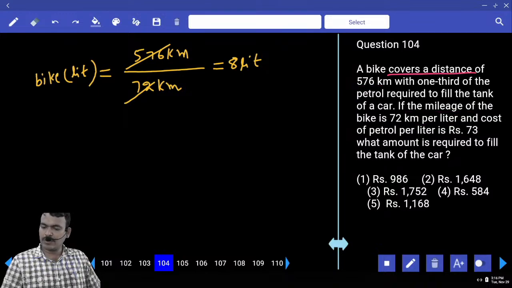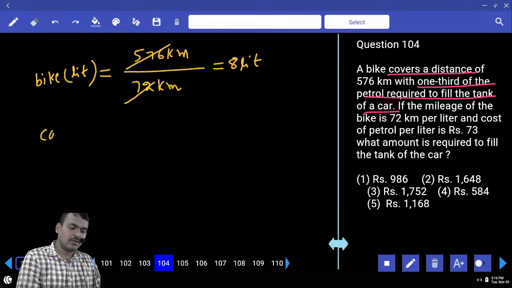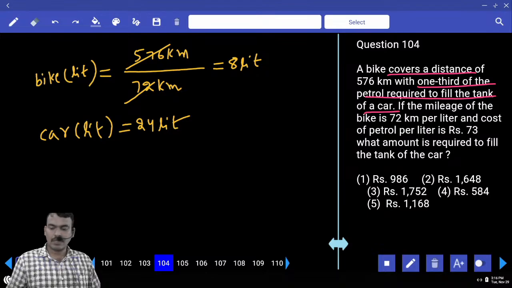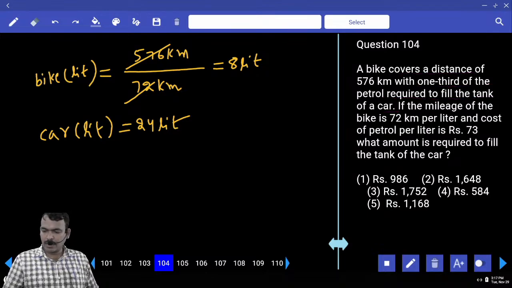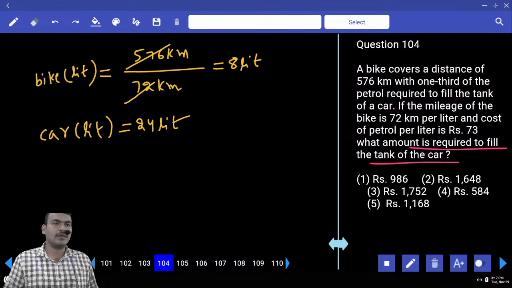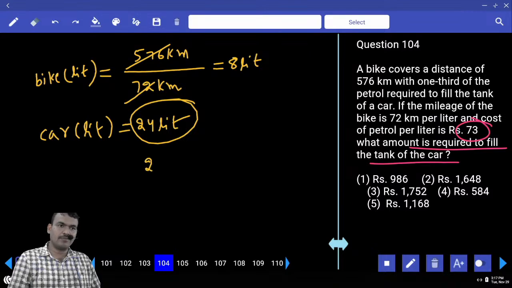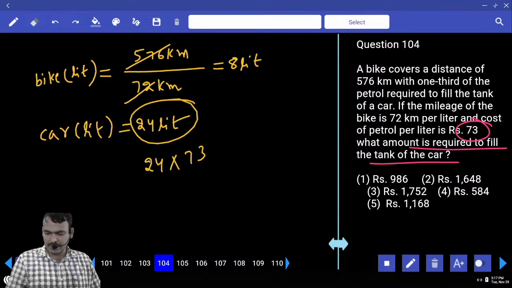And one more, what is the first point? Bike consumption is 1/3 of which one? Car. Then car consumption is 24 liters. Car consumption is how many liters? 24 liters. And what is the question here? What amount is required to fill the tank of the car? What is the car consumption? 24 liters. Per liter how many rupees? 73. So the answer is 24 into 73, which is 1752.